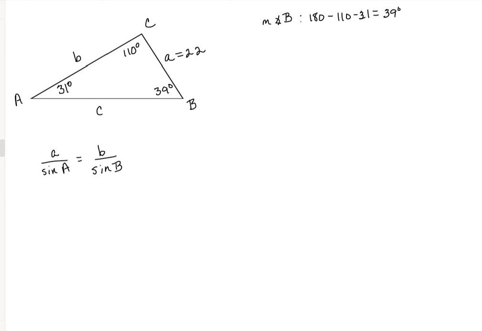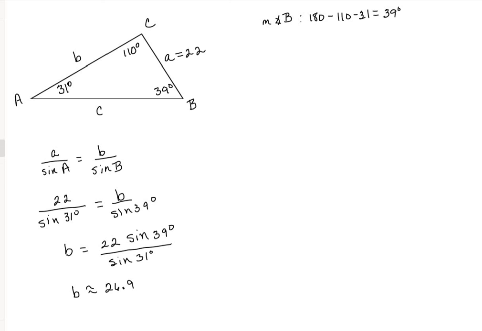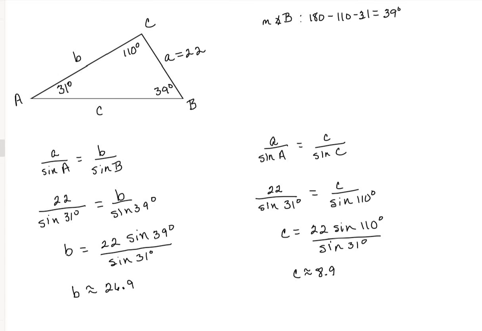Okay, here's my proportion that I'm going to use to solve for side B. So I'm going to fill in the information that I know. Once you solve the proportion, we get B to be approximately 26.9. Now we're going to set up a second proportion to solve for C. All right, and when we solve here, we get C to be approximately 8.9.